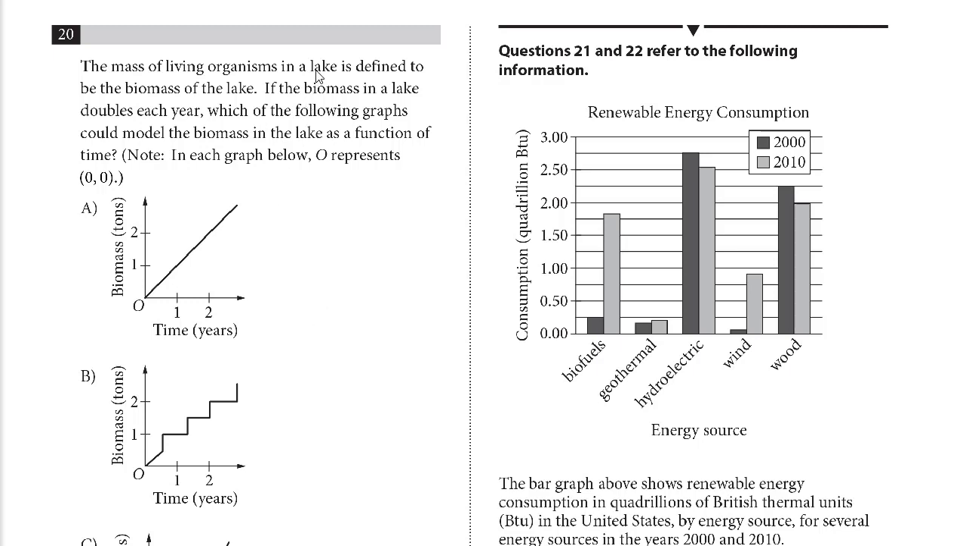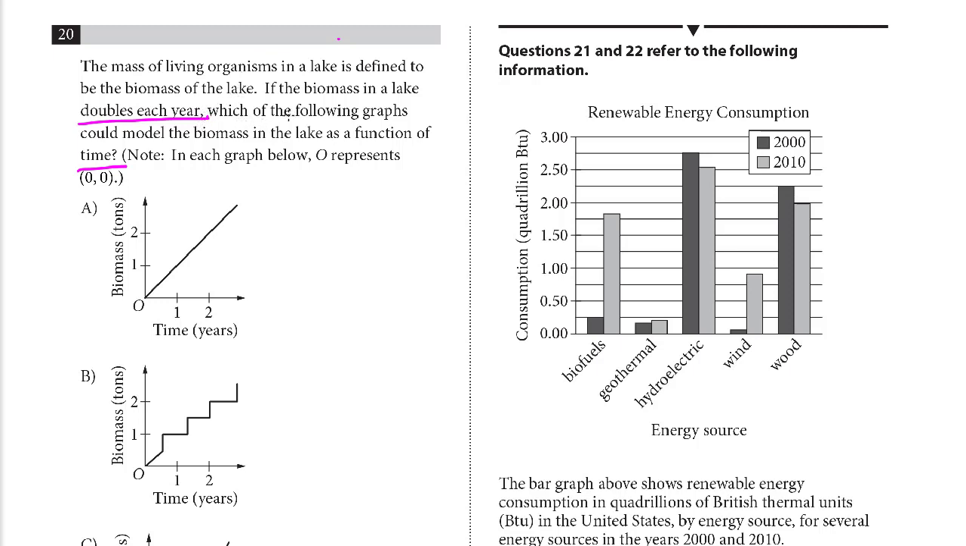Okay, 20. The mass of living organisms in a lake is defined to be the biomass of the lake. The biomass doubles each year. Which of the following graphs could model the biomass of the lake as a function of time? So again, if we double each year, if we change by a fraction or a percentage, which is doubling or 100% increase, it's going to be an exponential function, okay?